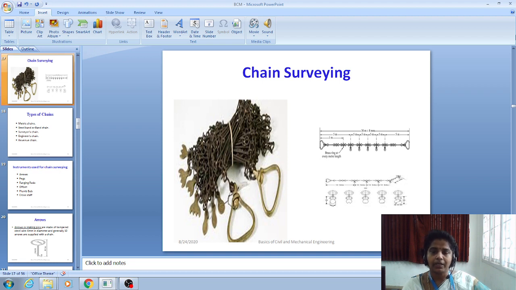So this is the pictorial representation of the chain. We have these two brass handles, whose purpose is to track the ground. Next, there are two types of tags: one is small, another is a large tag. Between two small tags, the distance is 1 meter. Between the large tags, the distance is 5 meters. So the total length of the chain is 30 meters.